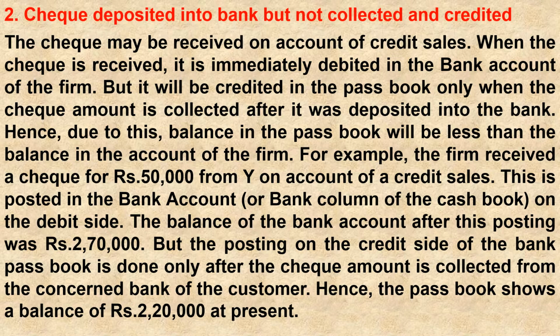For example, the firm received a check for 50,000 rupees from Y on account of a credit sales. This is posted in the bank account or bank column of the cash book on the debit side. The balance of the bank account after this posting was rupees 2,70,000. But the posting on the credit side of the bank passbook is done only after the check amount is collected from the concerned bank of the customer. Hence, the passbook shows a balance of rupees 2,20,000 at present.